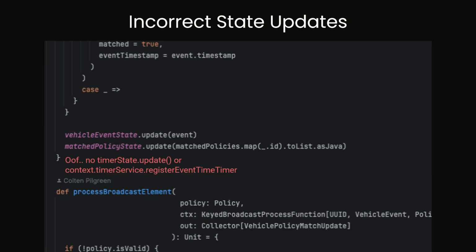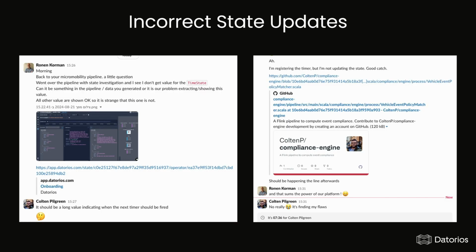What was going on here is I had a broadcast process function, and it was matching policies to vehicle events. I was doing the match correctly, but I forgot to register the event timer and update the timer state. This just goes to show that even those of us who have been writing Flink pipelines for years can make the silliest of mistakes. And this mistake would have eventually caused a runaway state problem. And that one's kind of ugly. If you don't believe me, here's the proof. Here are the messages that prove that even I'm not perfect.